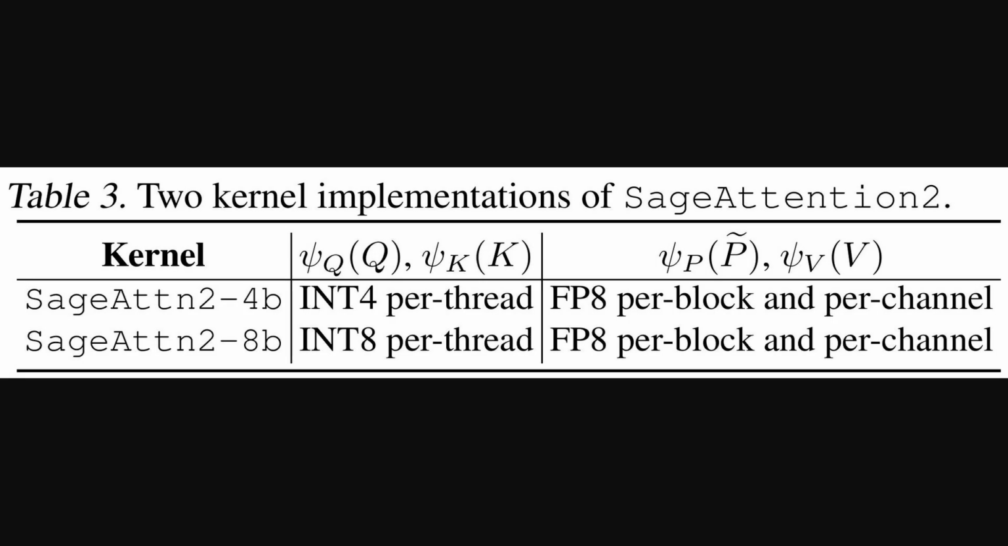So we just talked about how they handle Q and K with that per-thread quantization. This table, table 3, actually spells out the specific quantization details for the 2 main kernel implementations of SageAttention2 that they developed. You can see there are 2 versions listed, SageAttention2 4B, and SageAttention2 8B. The main difference is how they quantize Q and K. The 4B kernel uses INT4 per thread, while the 8B kernel uses INT8 per thread. But importantly, both versions use FP8 for the P and V parts of the calculation. This gives them a couple of options to balance speed and accuracy.